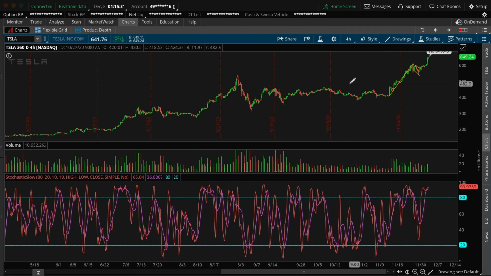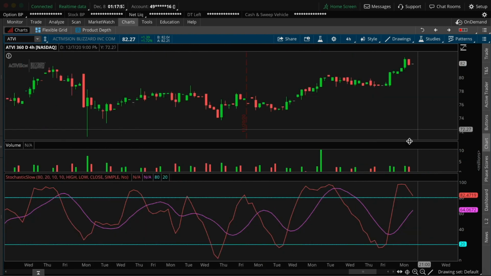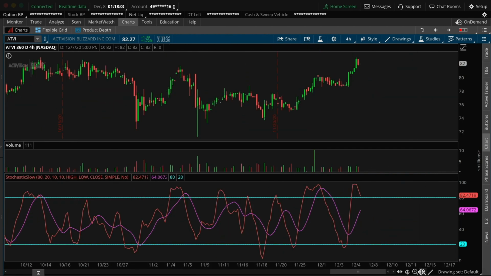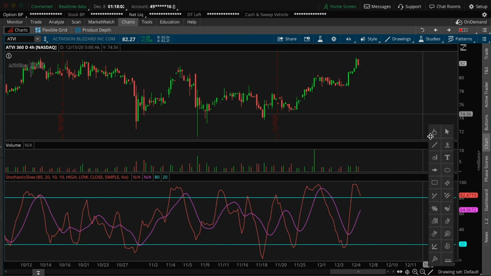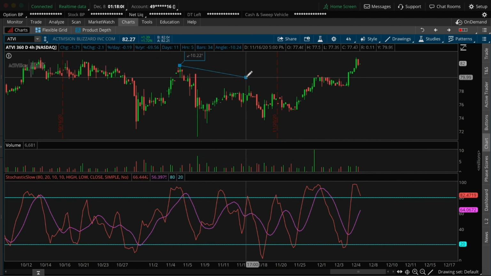So now that you know what a bull flag and a bear flag is, let's look at a symmetrical triangle. Okay, so now we have Activision. ATVI is the ticker. Looking at ATVI, it just started a run-up out of a symmetrical triangle. The way to find symmetrical triangles is to plot them out using the wicks of the candles. Again, it doesn't have to be perfect, you just want the general shape.